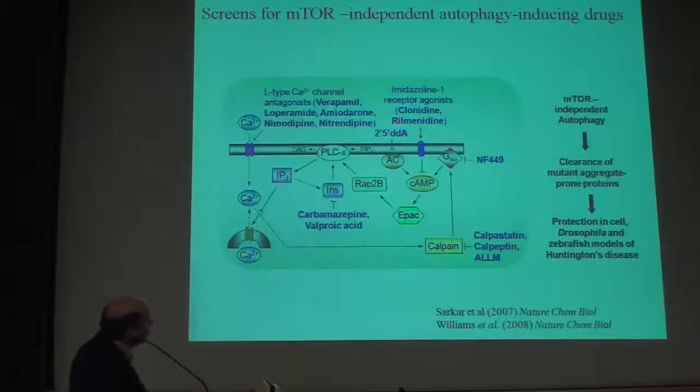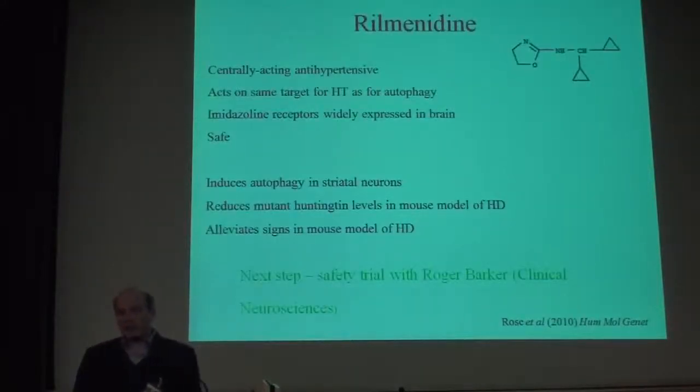But I just want you to focus on this compound rilmenidine, which induces autophagy by binding to imidazoline receptors and decreases cyclic AMP in order to mediate its autophagy-inducing effects. And I want to focus on rilmenidine because it's a centrally acting antihypertensive drug. By that I mean it's a drug that's designed for treating people with high blood pressure, and so the people will be taking the drug for very long periods of time. And it reduces blood pressure by acting on receptors in the brain. And it acts on the same target for blood pressure as it does for autophagy.